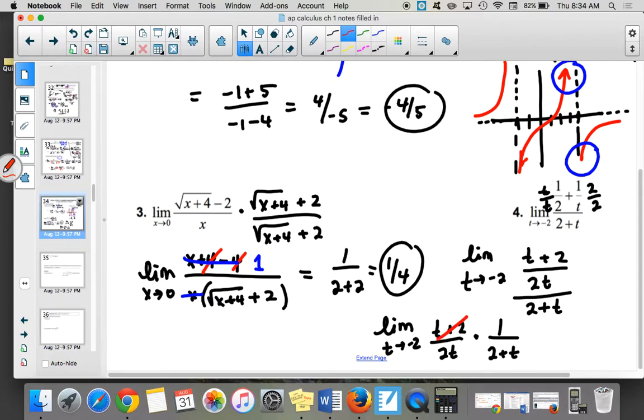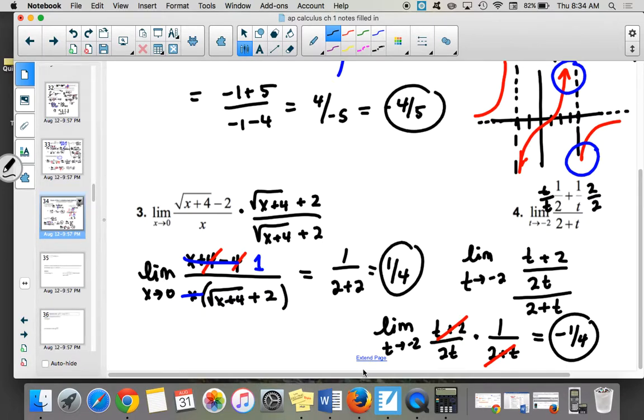So what happens is the 2 plus t and the t plus 2 cancel, and you're left with 1 over 2t. So did you all get -1/4 for that one? All right, good. So you feeling pretty good with these limits? Hopefully. They're strange at first.